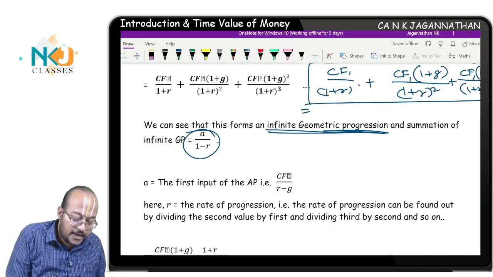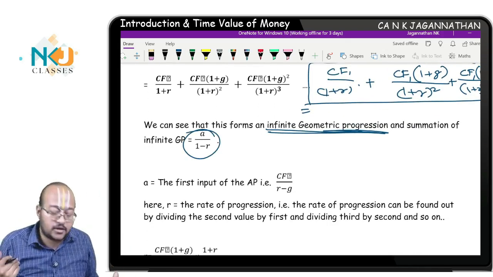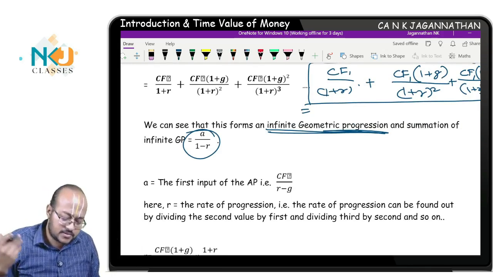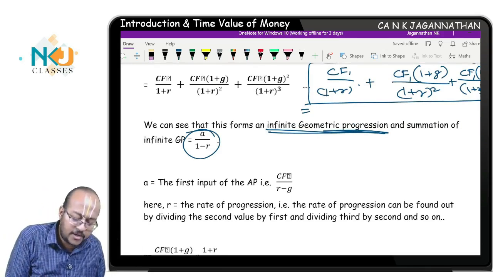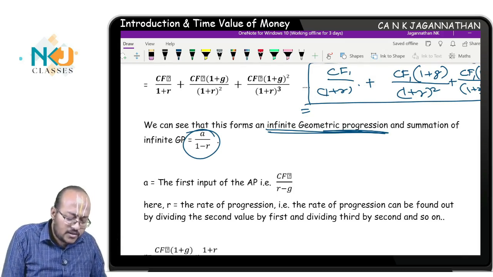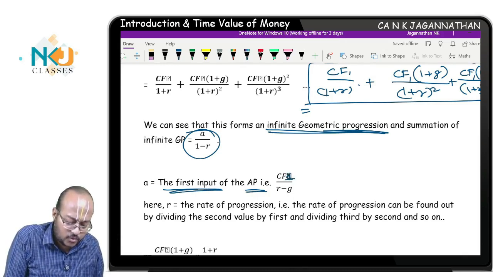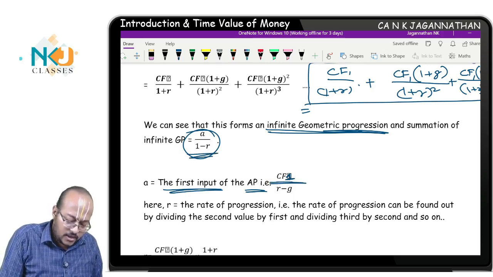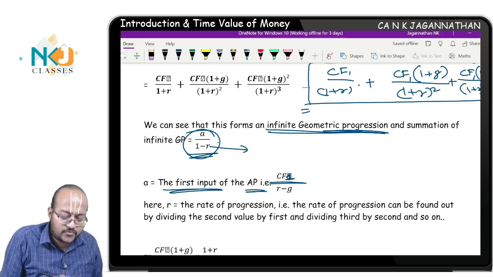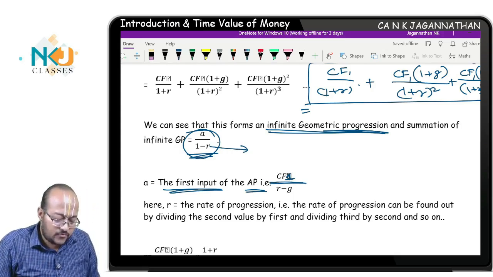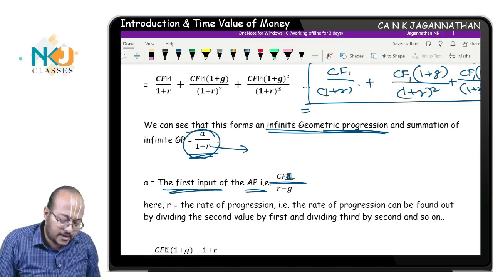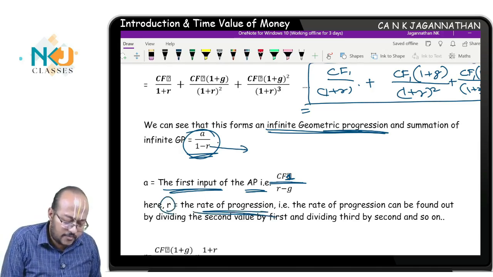There is a formula, A divided by 1 minus R. You would have already studied in your basic 12th maths and foundation, correct? So this is A by 1 minus R. Now, A is nothing but the first term of the progression, that is cash flow 1. Assume cash flow 1 is the first term. Then see 1 minus R. What do you mean by R? R means the rate at which it is growing, correct? The rate of the progression is denoted by R.